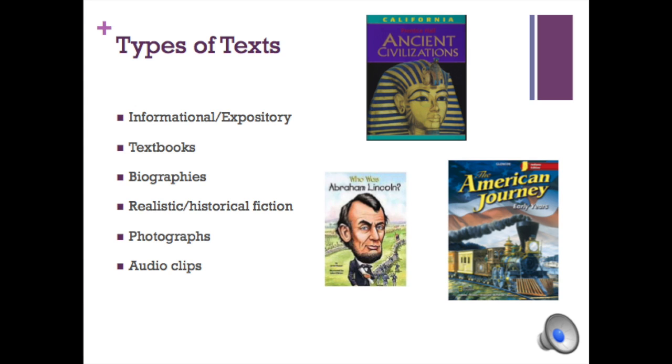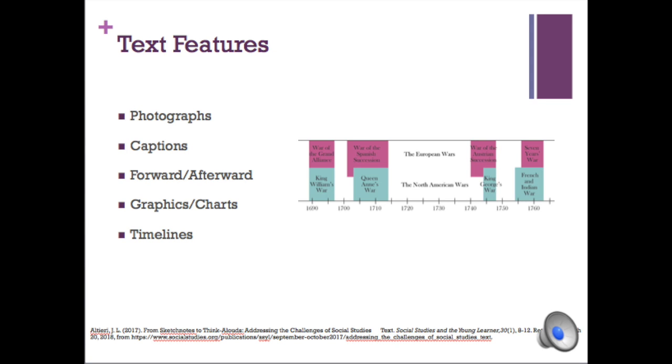Even though they're not strictly text or including words, they still have a really important piece of information to share with our learners. Another thing we can look at when we are talking about social studies text is text features. These are really seen in our informational texts. Things like photographs, captions, forewords, afterwords, graphics, charts. These are all things that will enhance our students' learning and can really be considered a type of text.